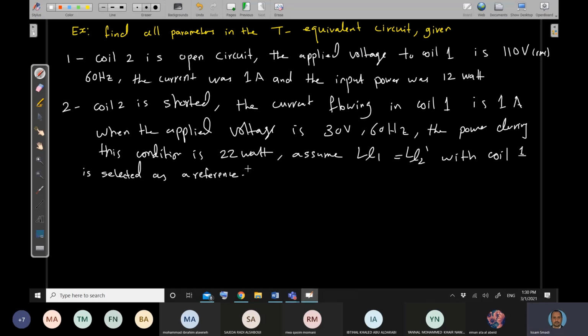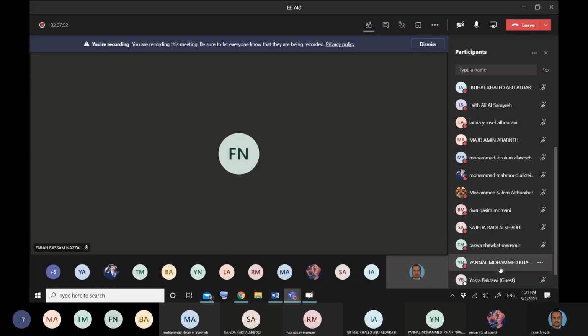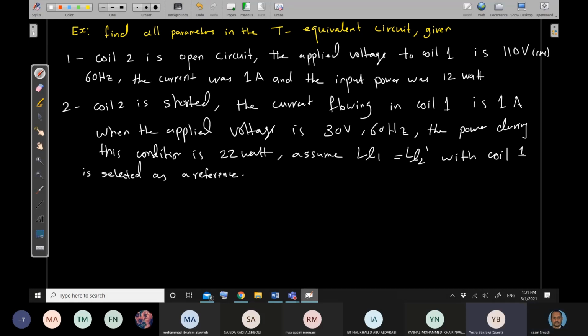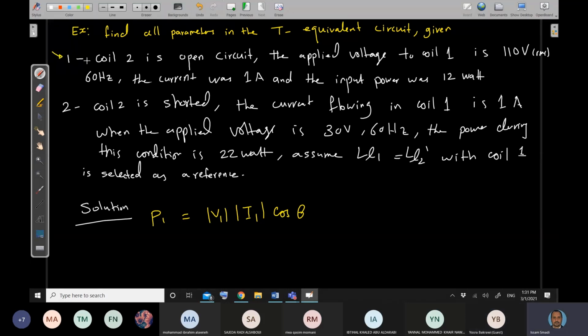How can I find all the parameters in the T equivalent circuit? How can I find the parameters? From the power law I start. So I have the magnitude of voltage. Okay, so P1 is equal V1 I1 sine theta. Now the first test, what do we call this one? This is called the open circuit test.